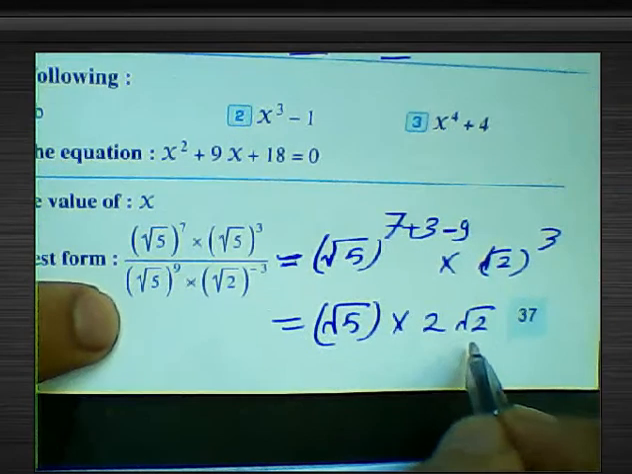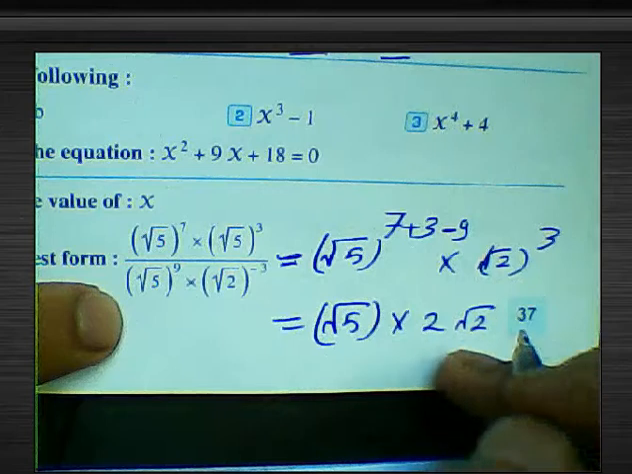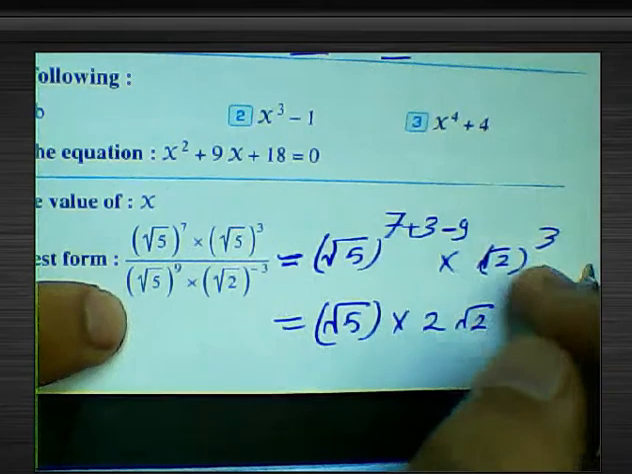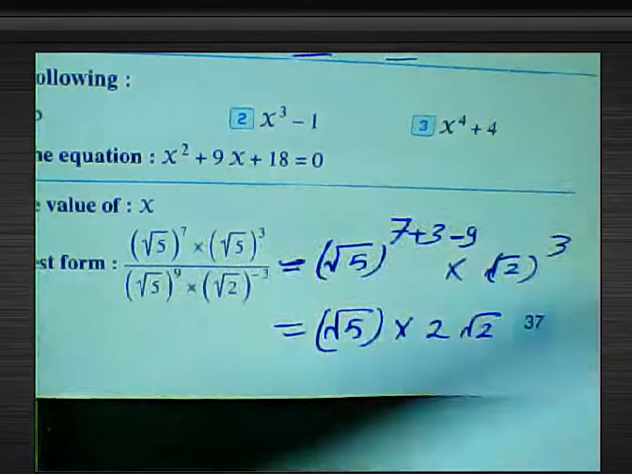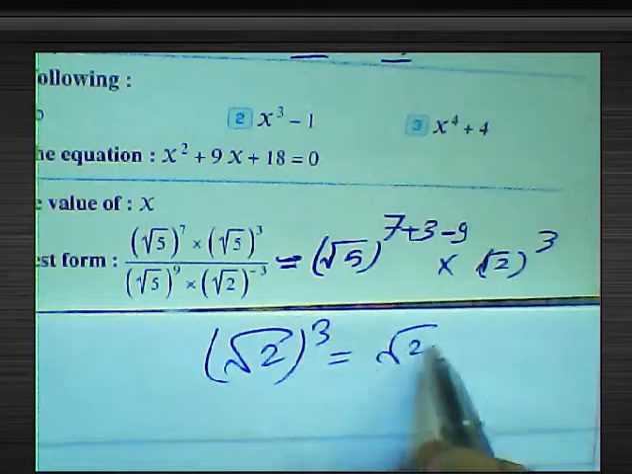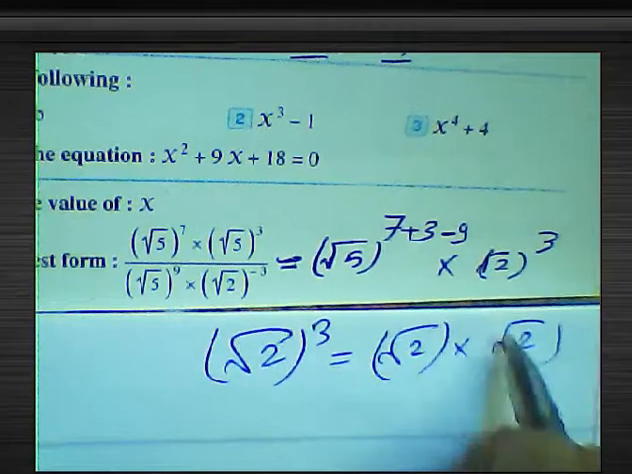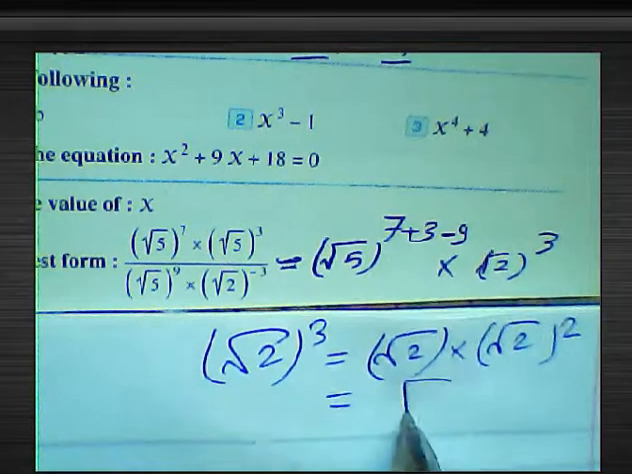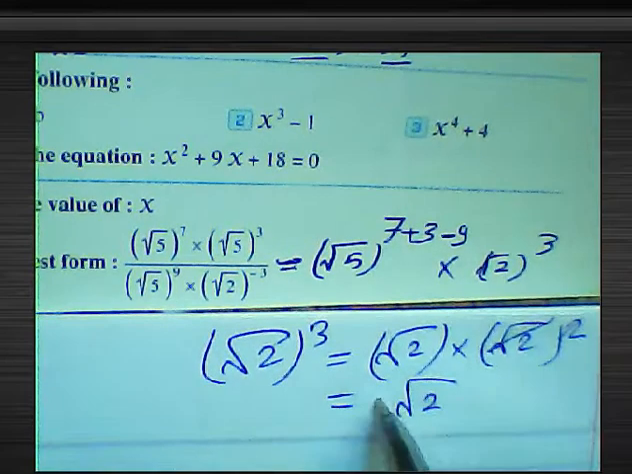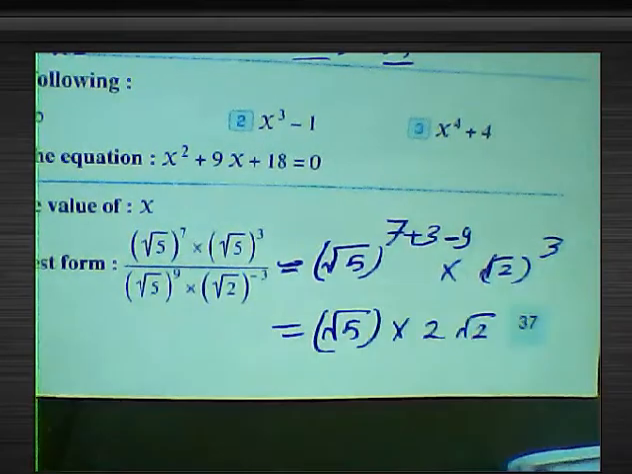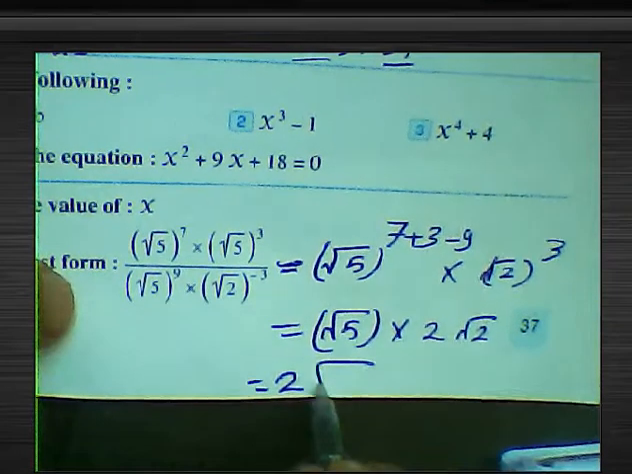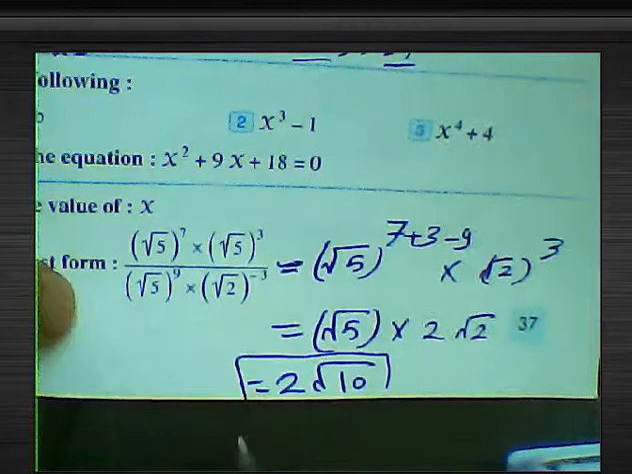So the result will be what? Because it was 2 root 2. Why? Because root 2 power 3, it was root power root 2. Look at this here. We know root 2 power 3, we can write it root 2 multiply root 2 power 2. Then we can write 2 here, and we can cancel root 2 with power. The result will be 2 root 2. 2 times 1 equal 2, and root 5 times root 2 equal root 10. The result will be 2 root 10.